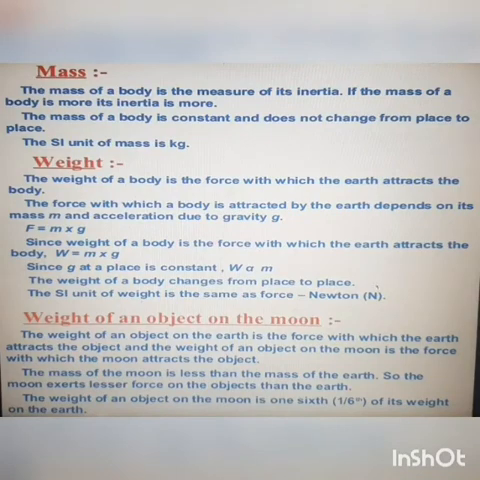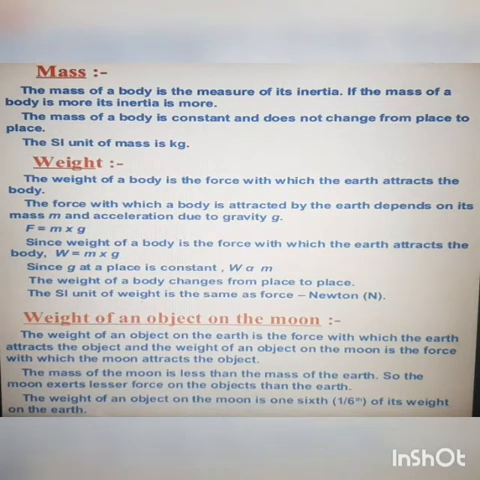Now we are going to learn about mass and weight. Mass of a body is the measure of its inertia. That means the more mass it has, the more tendency it has to remain in its state of rest or of uniform motion. Mass of a body remains constant and it does not change from place to place. That means I can change the position of a body, but its mass will remain the same. The SI unit of mass is kg.